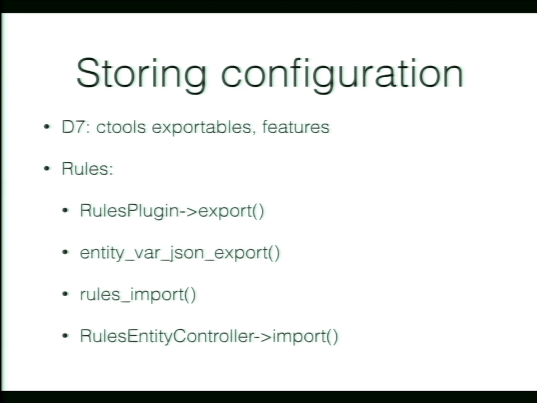So in Drupal 7, we have different systems for exporting configuration data. We have the whole CTools exportable ecosystem and Features. And Rules kind of had its own system, because for readability, we decided to provide some kind of JSON export. So whenever you look at an exported rule in Drupal 7, you will see that it's pretty well indented, and it's not just a serialized array or a serialized dump, but actually a prettified JSON output of the rule.